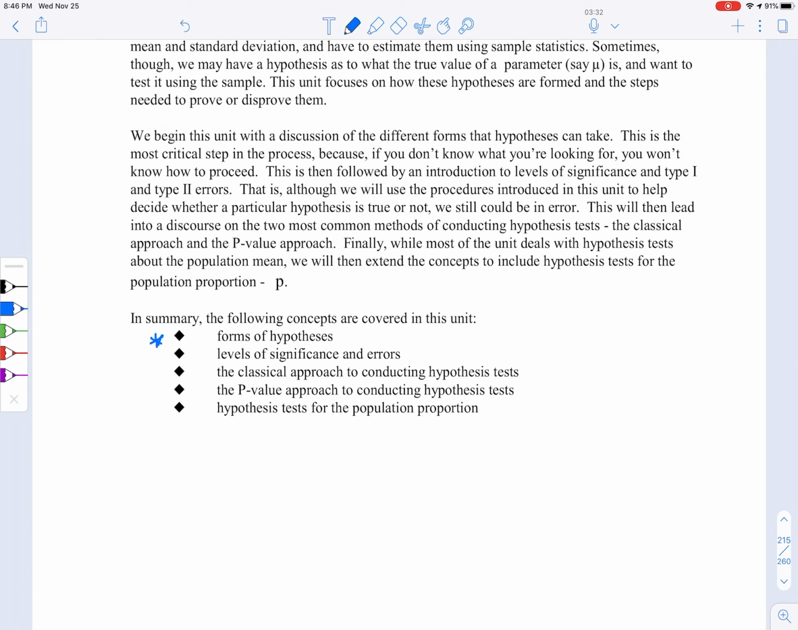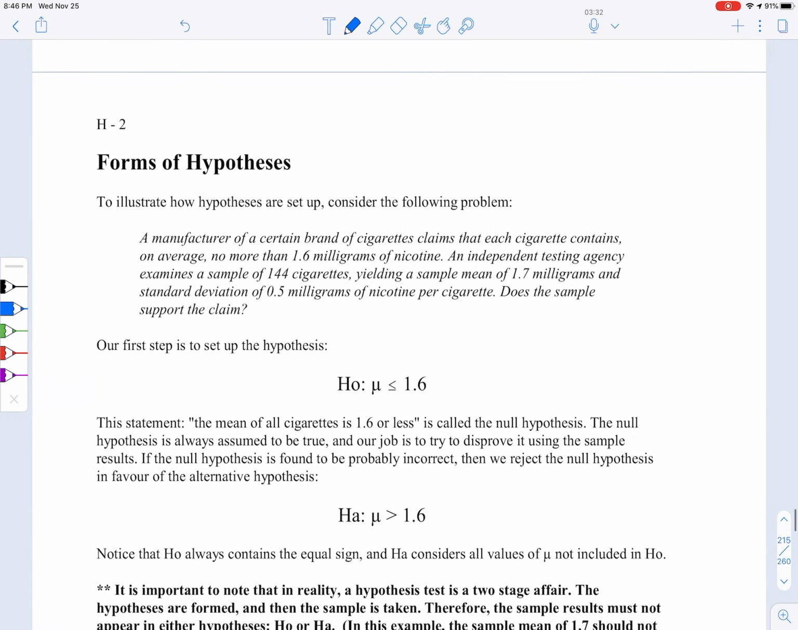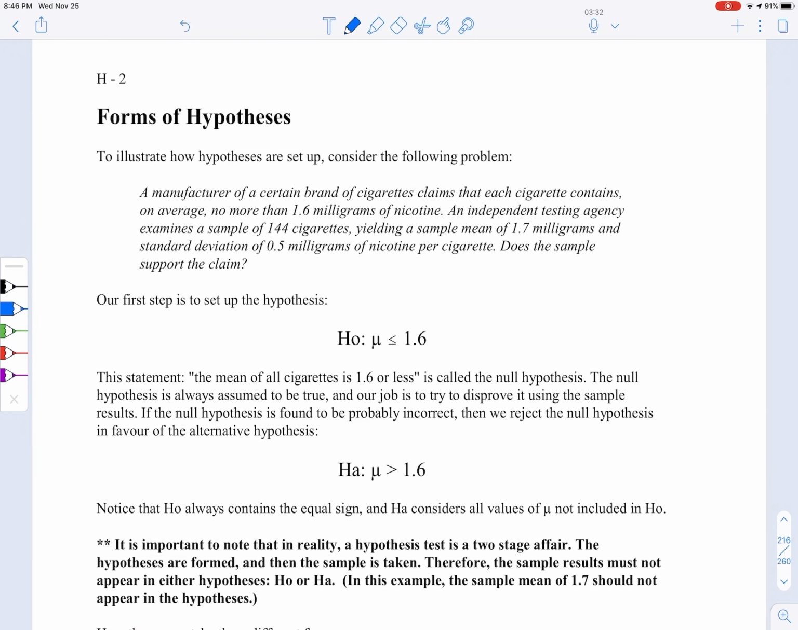proportion. I want to tell you that there's actually really nothing new in this particular section. We've got all the formulas that we need. We're just going to formalize the procedures here. So we've actually been doing hypothesis tests here and there in the last couple of units, especially the last unit in E. We actually saw some hypothesis testing, but it wasn't formalized. So let's formalize this whole thing.